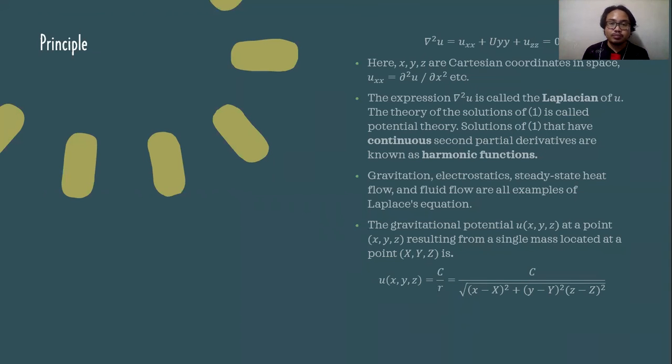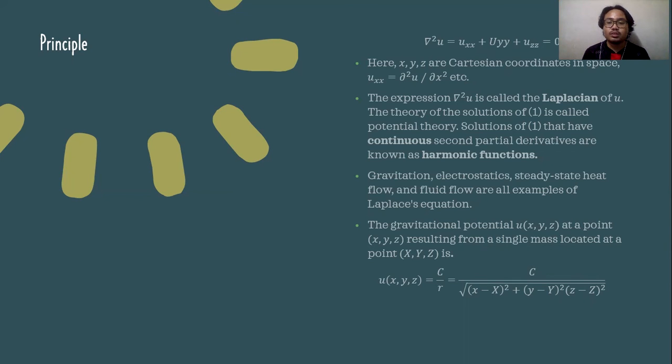The Laplace equation is nabla squared u equals u_xx plus u_yy plus u_zz equals 0. Here x, y, z are Cartesian coordinates in space, where u_xx equals the second partial derivative of u with respect to x, divided by the partial derivative of x squared, etc. The expression nabla squared u is called the Laplacian of u.